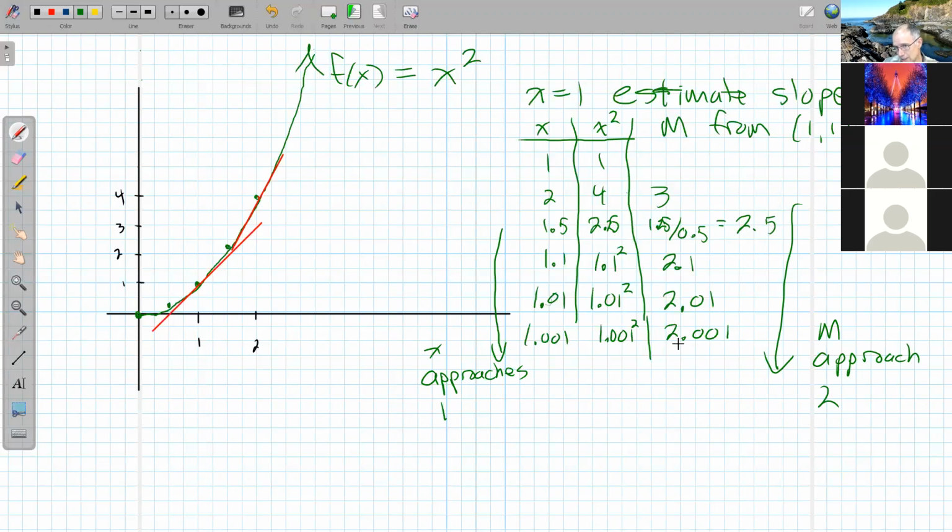Now, I can't actually get to 2 with my slope formula, because if I start at the point 1, 1, then I'm switching to this other point to get the slope. And if I try to plug in 1, 1 again, then my slope formula becomes 1 minus 1 over 1 minus 1, which is 0 divided by 0, which does not exist. However, I definitely have a pattern here that says it looks like the slope is 2 at the point 1, 1. So m does seem to be 2 there.